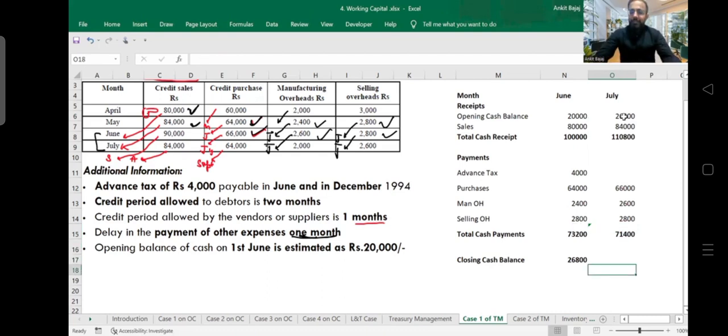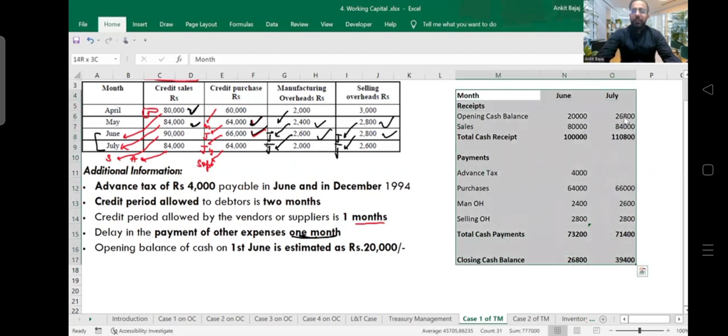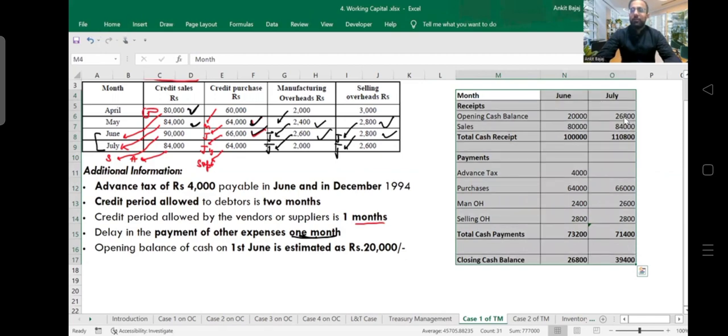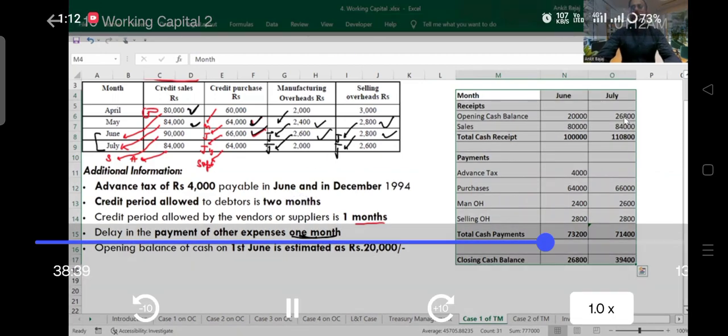So what is going to be the closing balance? The closing balance is going to be 1,10,800 minus 71,400. Right? So here the closing cash balance is going to be 39,400. Right? The closing balance is going to be 39,400. Are you able to understand? So this is how we have to prepare the cash budget.